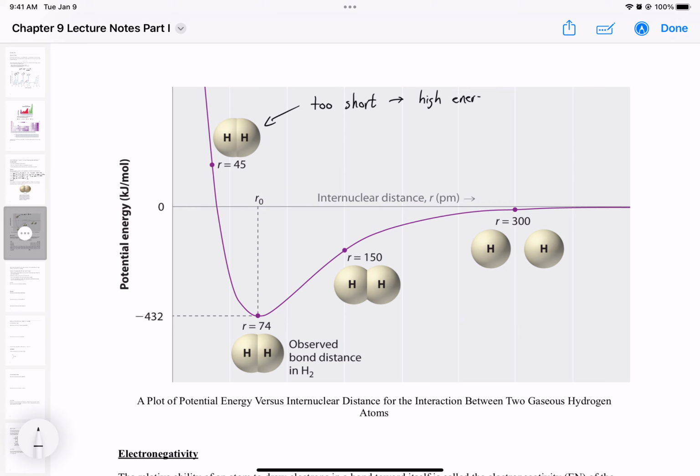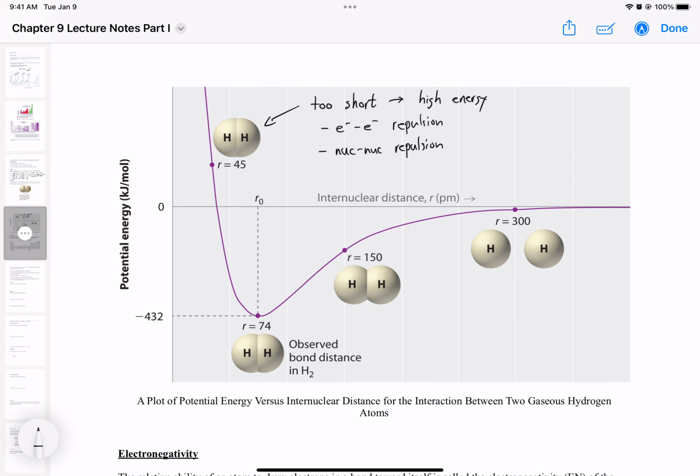And that's mostly caused because of repulsive forces. So electron repulsion, and nucleus repulsion. So when those forces are too much, the energy will increase dramatically, okay?